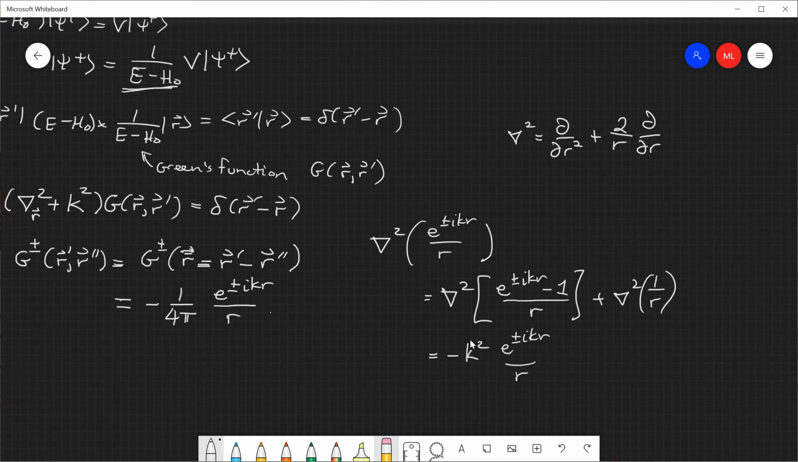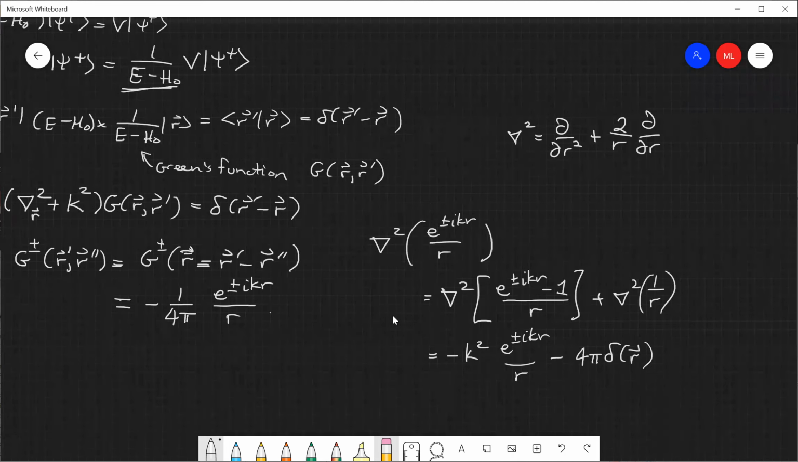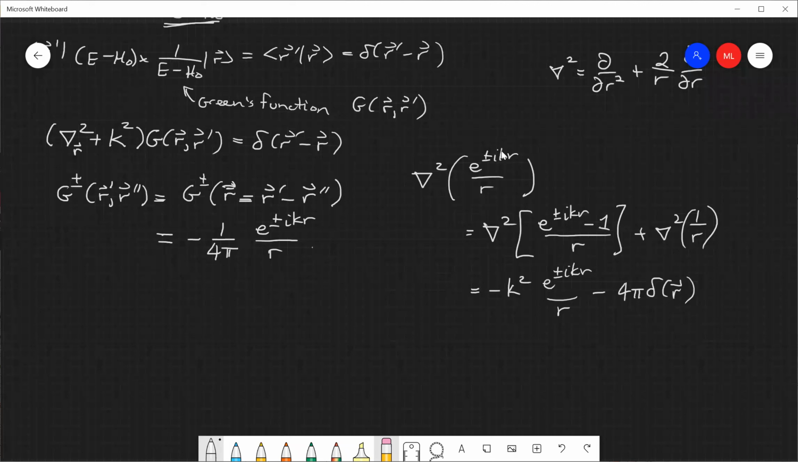So you get minus k squared multiplied by the spherical solution that we have. And then the other thing gives you a minus 4 pi delta of r. So this formula is enough to verify that if you take this function and act with it on these two things, you just get back the delta function, because this plus k squared will cancel this k squared. So the k squareds cancel, and all you're left with is this delta function.